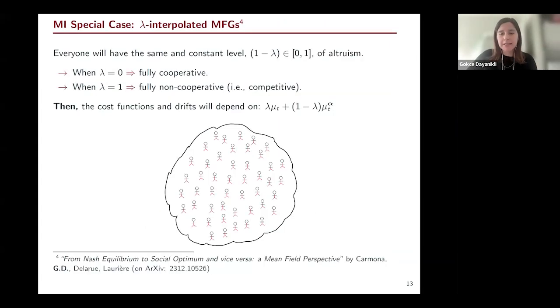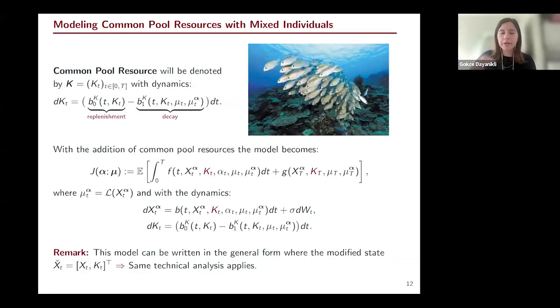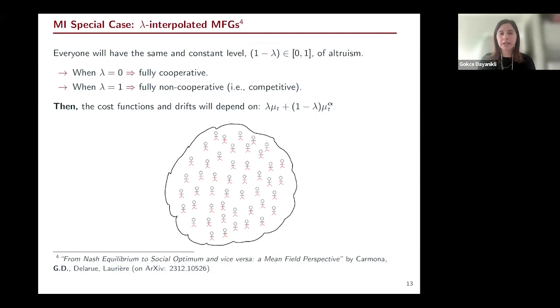Okay, so in the previous one, as you see, I didn't talk about how we combine the individual and the altruistic parts. But one thing we can do is that we can look at a special case, and we will assume that everyone will have the same and constant level of altruism that we denote with 1 minus lambda, and it will be between 0 and 1. So when lambda is equal to 0, the level of altruism is equal to 1. So it is the fully cooperative setting. So it will correspond to mean field control. And when lambda is equal to 1, the altruism level is going to be 0. It is the fully non-cooperative setting, which is going to refer to a mean field game.